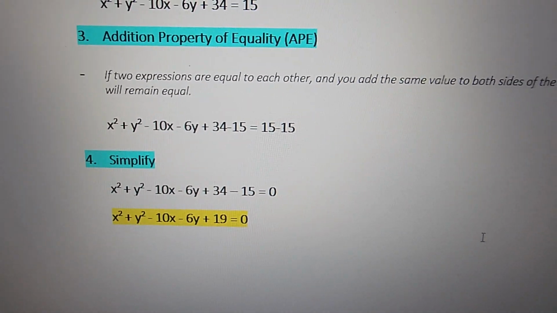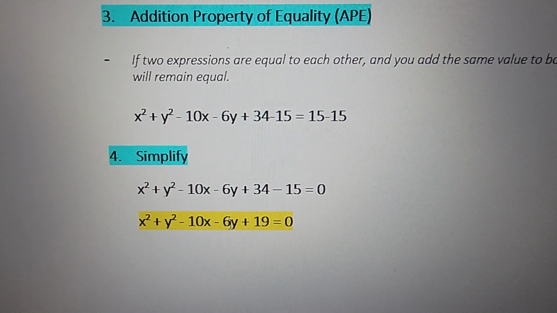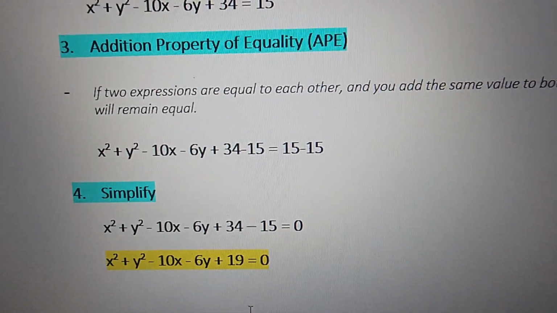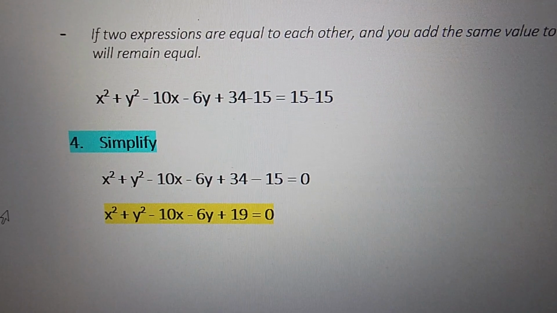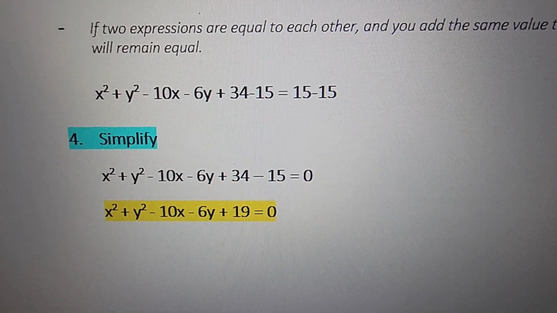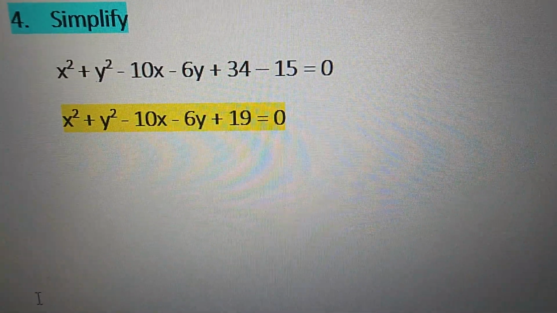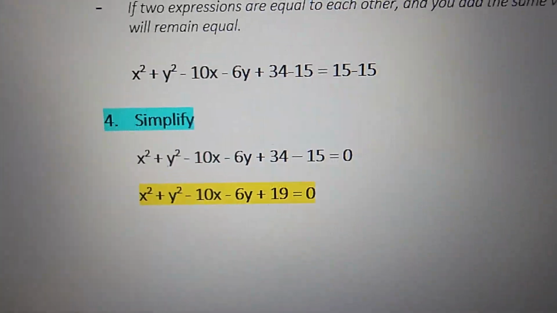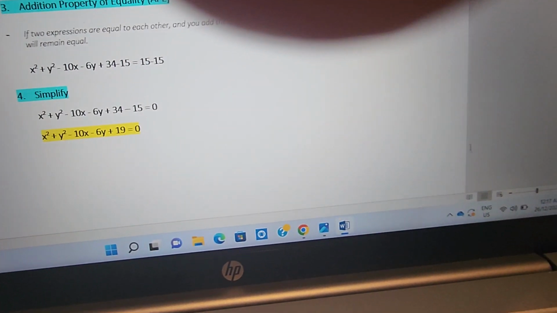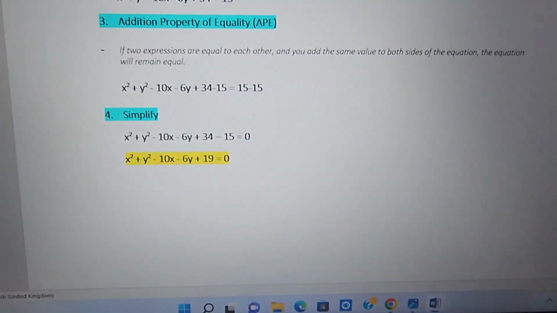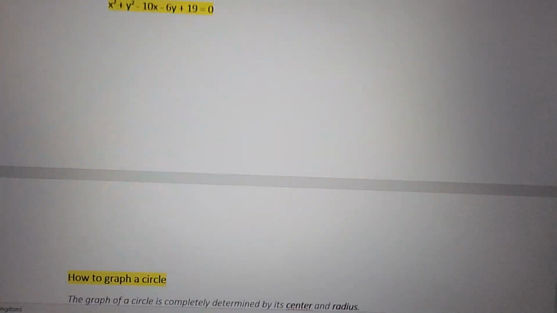Then after that, the fourth step is you will simplify. Now, here it's 0 already, 15 minus 15, and in the left side, 34 minus 15 equals 19. So this is now the standard equation of a circle. Okay? And that's it. This is the number 5 example.